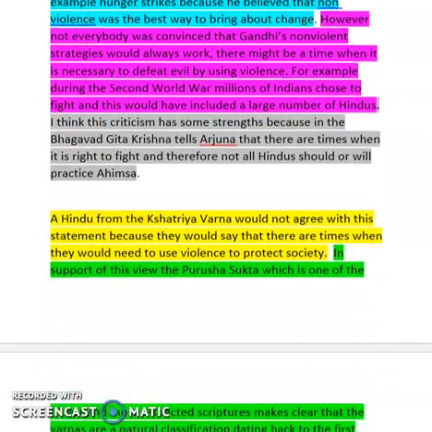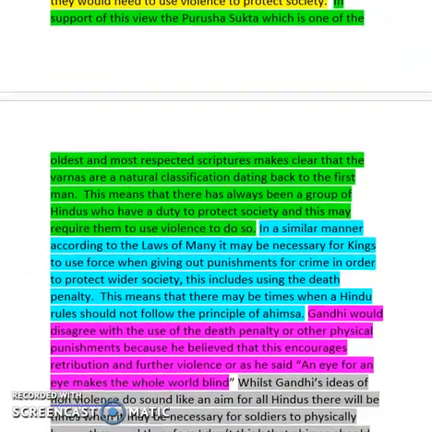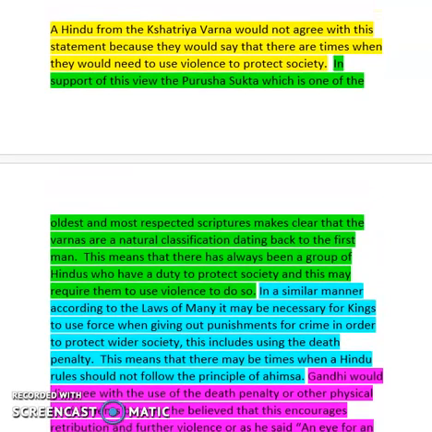Then I'm going to go to my second section, and I'm going to say that a Hindu from the Kshatriya Varna, so I've narrowed it down to what sort of Hindus I'm talking about, would not agree with that statement, because they would say that there are times when they have to use violence to protect society. And so now I've got my source of wisdom.